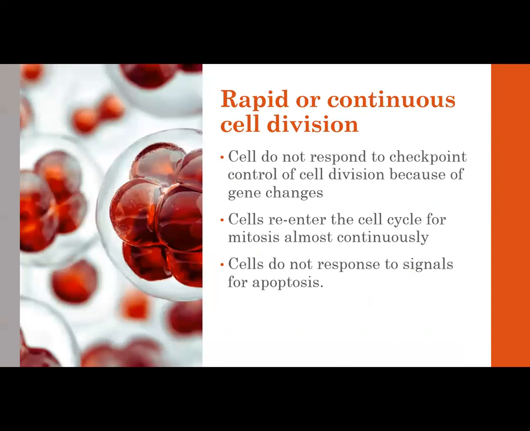The other thing is our rapid or continuous cell division. Cells do not respond to checkpoint control. Cells re-enter the cell cycle for mitosis almost continuously. Cells do not respond to signals for apoptosis. So basically, we try to fire it off and say, stop growing, but these cells ignore it and they continue to grow and grow and grow.